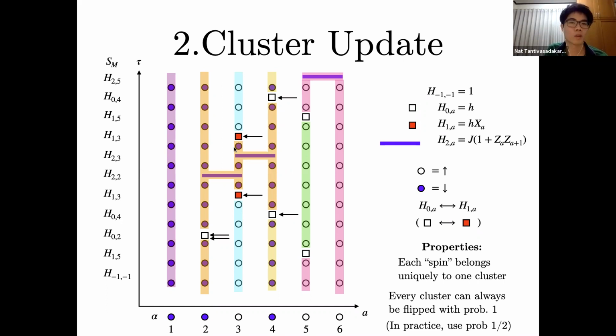So in practice, what people do is you don't want to flip everything, otherwise you won't go anywhere in phase space. So in practice, people use a probability 1/2, so that you only flip half of them, and that allows you to go as far as possible.